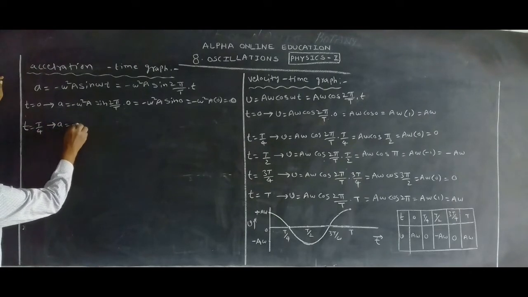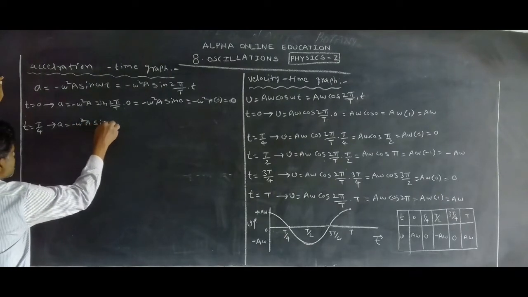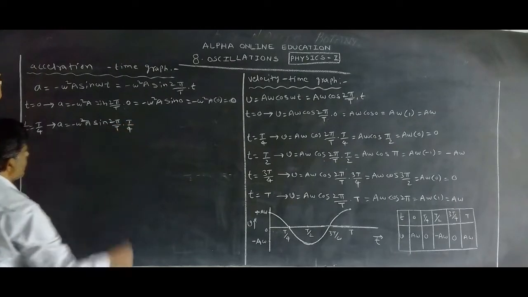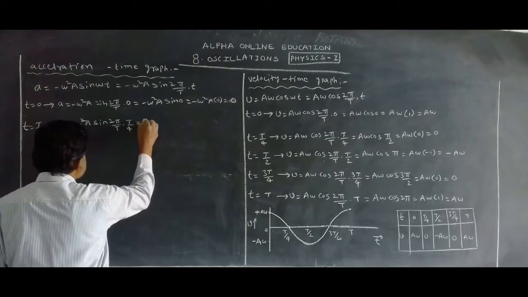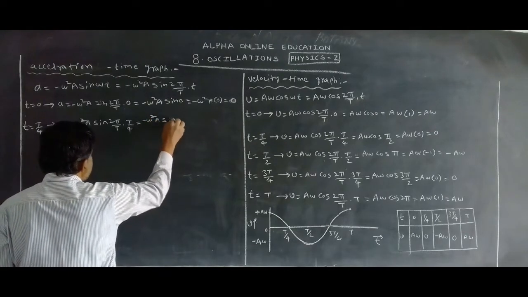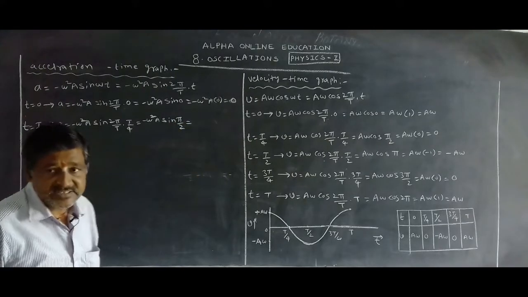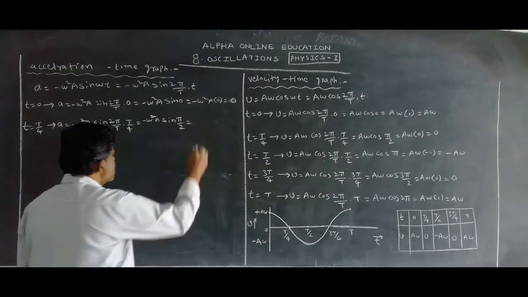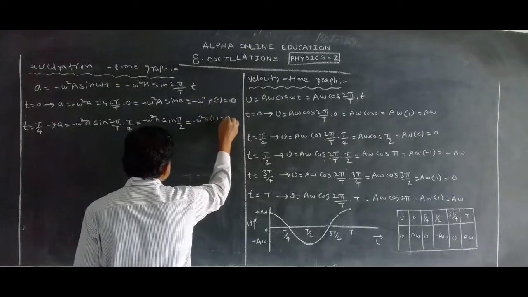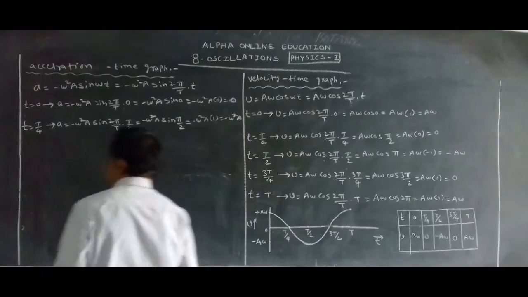Next, t is equal to T by 4, one fourth of the time period or 25% of the time period. Minus omega square a sin 2 pi by T into T by 4. So T cancels, 2 also cancels. Omega square a sin pi by 2. Sin pi by 2 means sin 90. Sin 90 is how much? 1. So answer is minus omega square a.